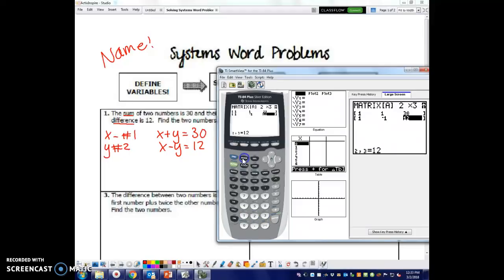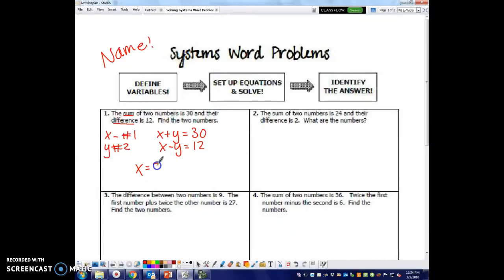Okay, so now we have to quit. Go back into matrix. Over to math, RREF of A. Enter. So we have x is this 21 and y is at 9. So x equals 21 and y equals 9. Okay?